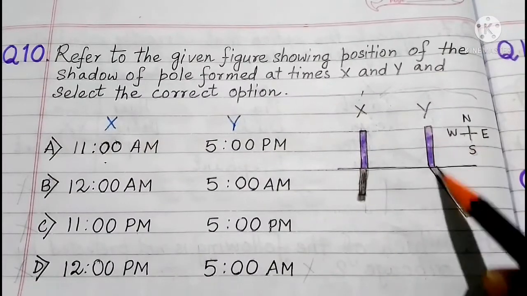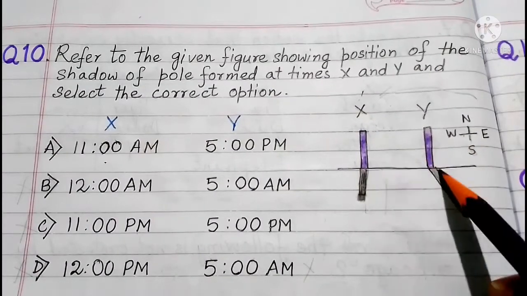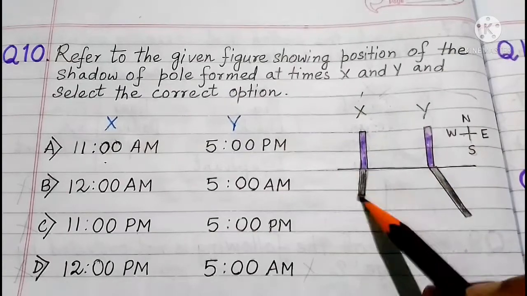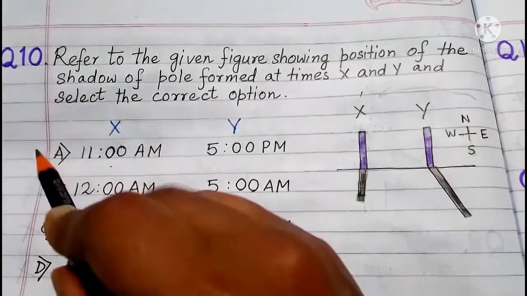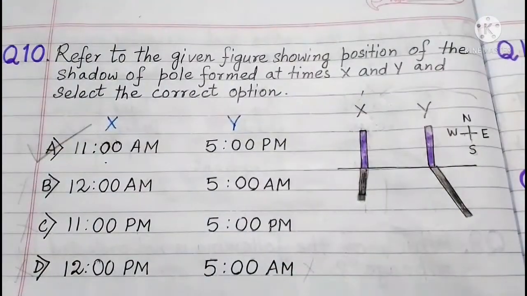The shadow will be like that in X position. Okay, sorry, at Y position, and for X, 11 a.m., this position is okay. It's correct. So we will go with this option.